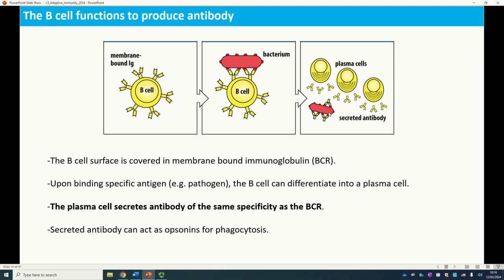And then, as we talked about in the last few lectures, this can trigger the complement pathway because the antibody will act as an opsonin. And then that complement pathway can eliminate that pathogen. And also we can get promotion of phagocytosis. So just linking that in to what we talked about last week.